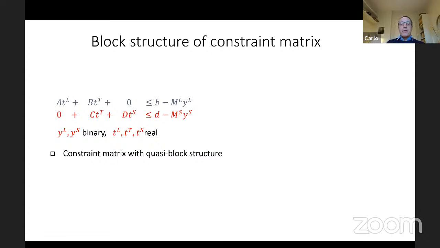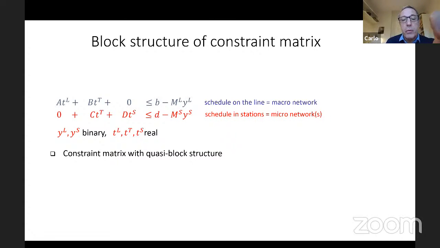If we look at the constraint matrix of the original, for example, big M formulation of the problem, we can see that it presents a very convenient quasi block structure. We can group all the constraints associated with the stations and all the constraints associated with the track lines between the stations. The blue group of constraints are those associated with the line, and the red group are those associated with the stations.